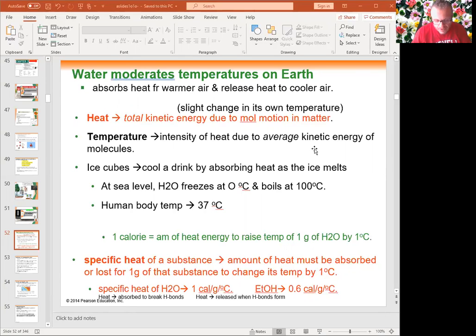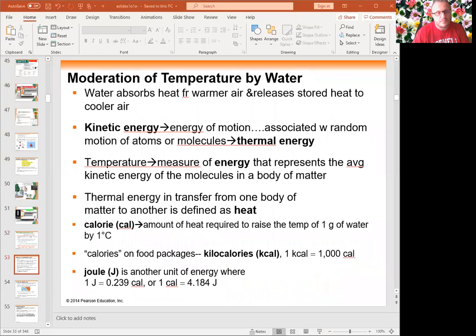Water also has a high specific heat, which moderates temperatures. The climate is modified by water absorbing and releasing solar heat. Heat is released when the hydrogen bonds form, as when moist air moving poleward condenses into rain.